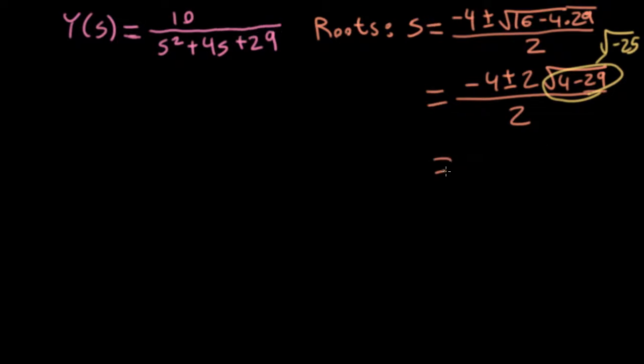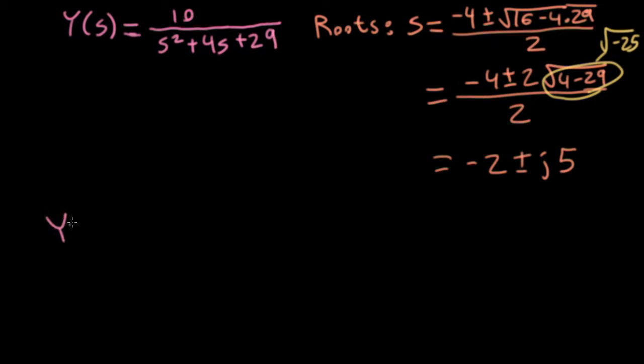All right, so here I'll have 4 divided by 2 with a minus in front, which gives me a minus 2. The 2's here cancel, and I'm left with plus minus j, because I'm taking the square root of a minus 1 times the square root of 25.